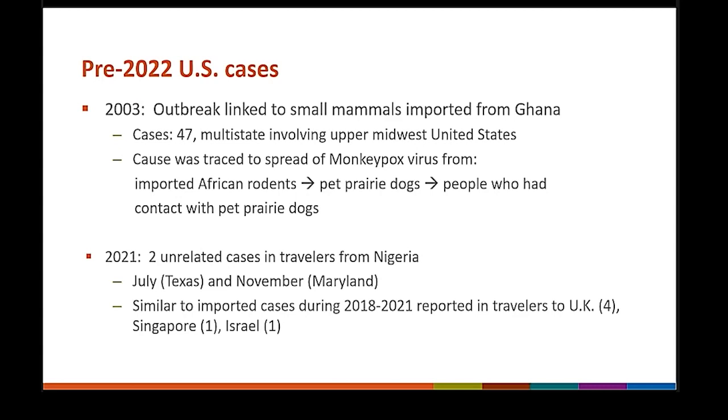There were two unrelated cases in travelers from Nigeria. The first in July was in Texas, and the other was in November in a patient who resides in Maryland. These cases were similar to imported cases that other countries outside of Africa have experienced since 2018. During 2018 to 2021, there were imported cases from travelers returning from Nigeria to the United Kingdom, four, Singapore, one, and Israel, one. All of those, again, were from travelers from Nigeria. Nigeria experienced a large outbreak in 2017 that resulted in cases continuing to occur afterwards. There were decades of no cases in Nigeria, and then in 2017, there was this outbreak.